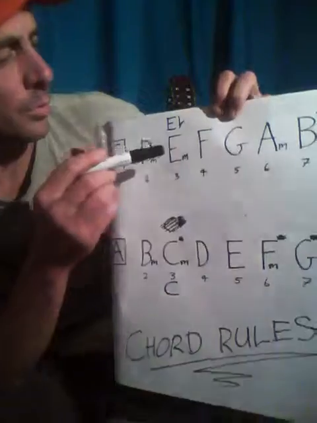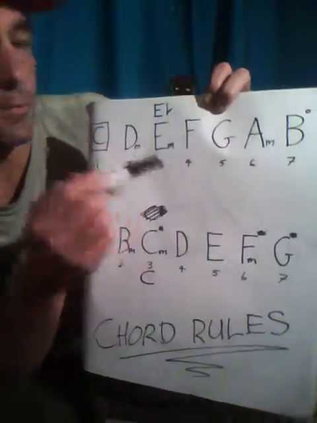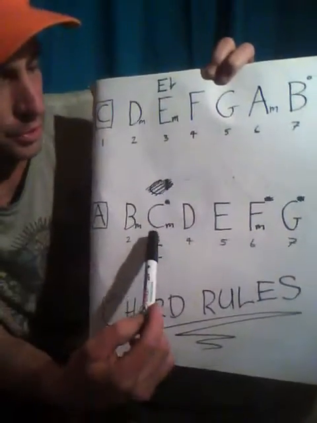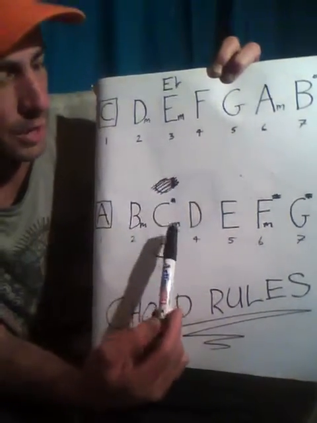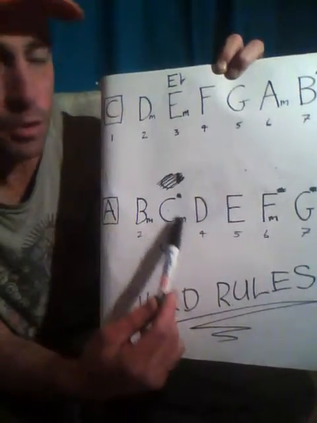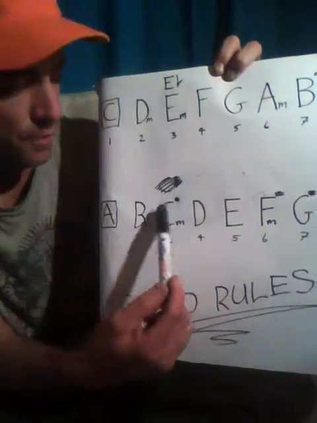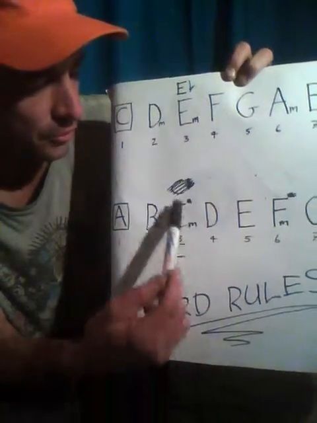Okay, so E becomes E flat. There's no minor, E flat. The 3rd chord here, C sharp minor, just becomes C. No minor, and no sharp because we've knocked it back a semitone. It's just a C chord.